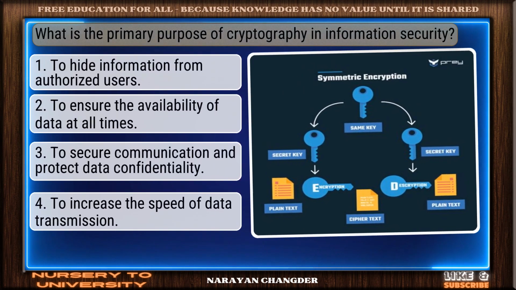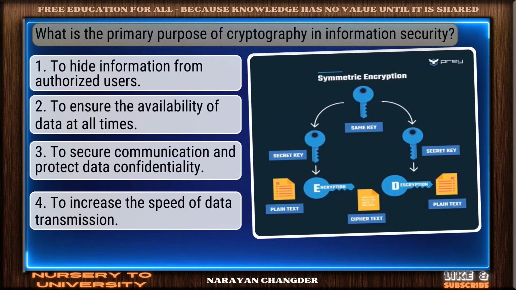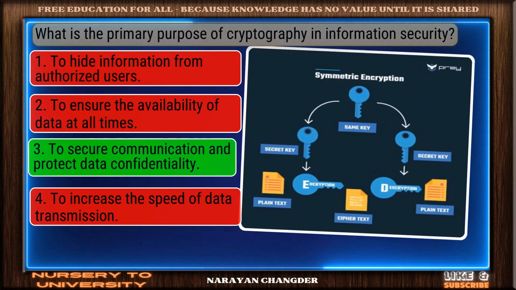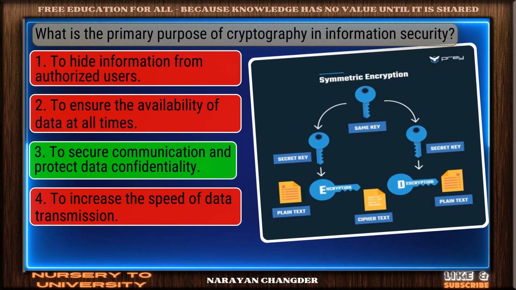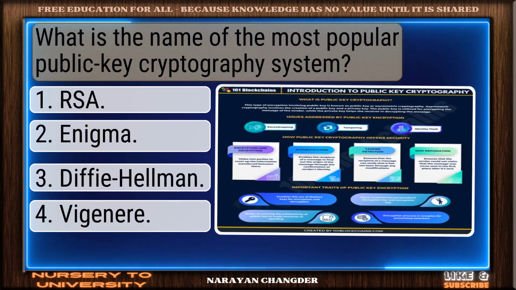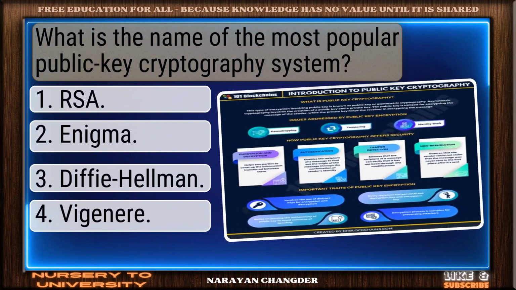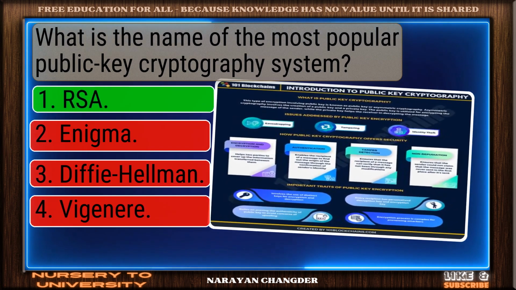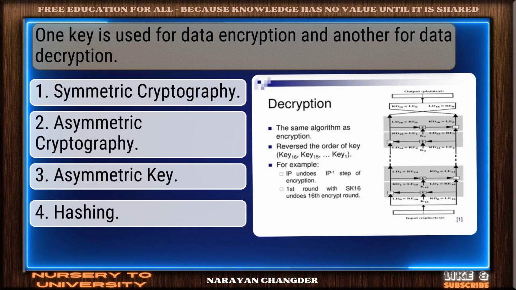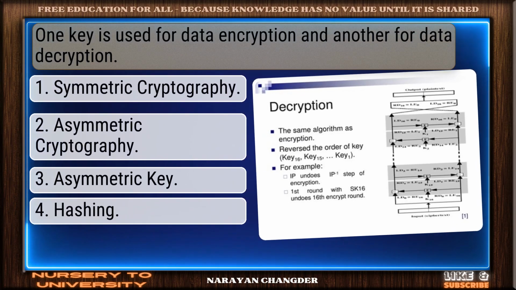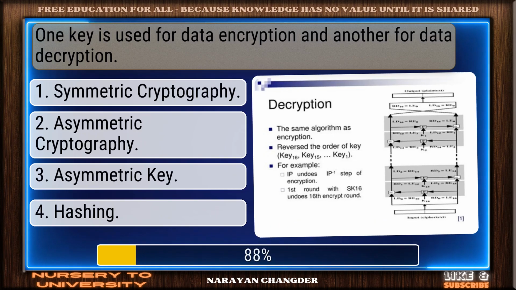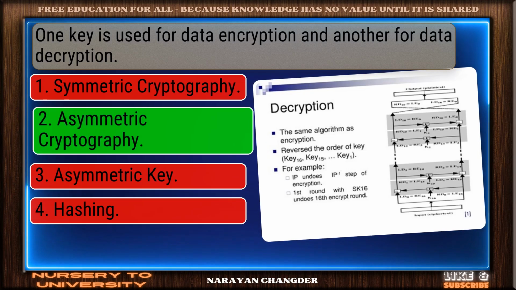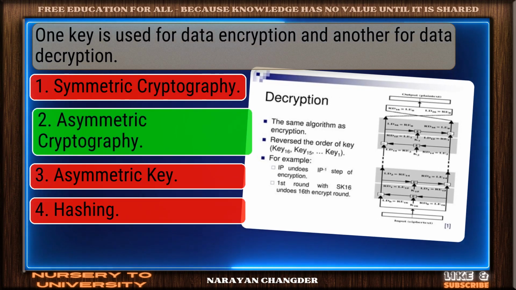Question number 8. What is the primary purpose of cryptography in information security? You chose to secure communication and protect data confidentiality, and it is correct. Question number 9. What is the name of the most popular public key cryptography system? Great thinking. ASA is the right choice. Question number 10. One key is used for data encryption and another for data decryption. Clear logic. Your choice asymmetric cryptography is sound and 100% true.